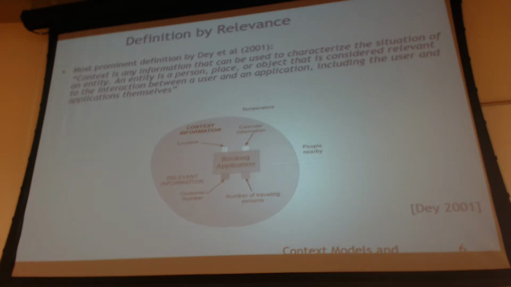Now temperature and people nearby are totally irrelevant information, so you don't really consider that. The context information becomes information that is relevant, which means the customer number and number of traveling people, as well as location and calendar. Although those are optional, they are relevant.